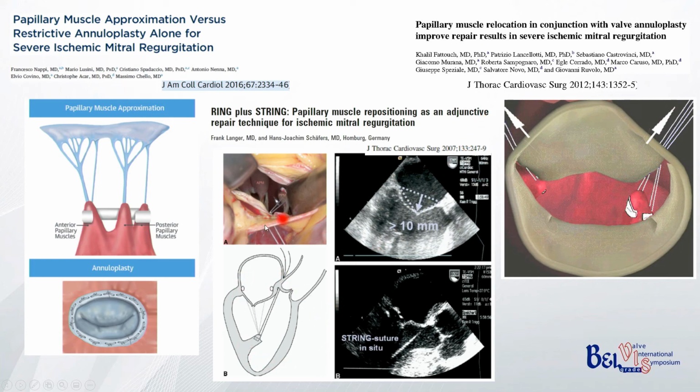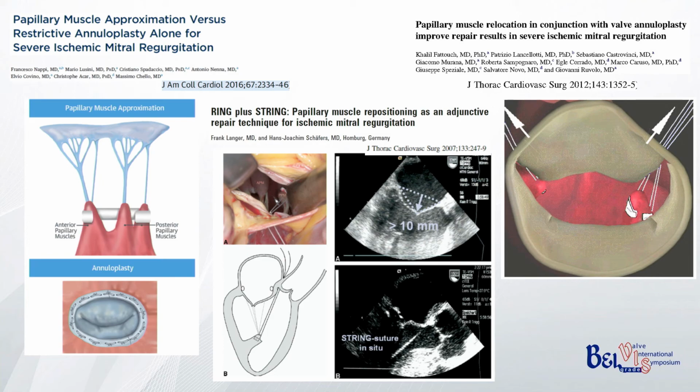Another very elegant method of ring plus string is that you put your anchoring stitches on the mitral papillary muscle through the aortic orifice, and then you exteriorize the stitches through the aortomitral curtain, and you tie them up under the control of TEE after coming off bypass.